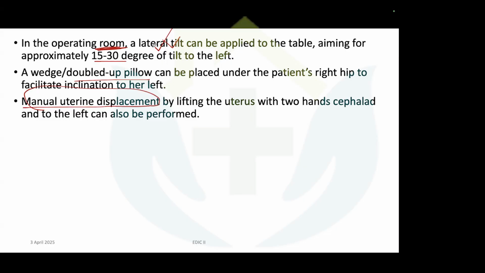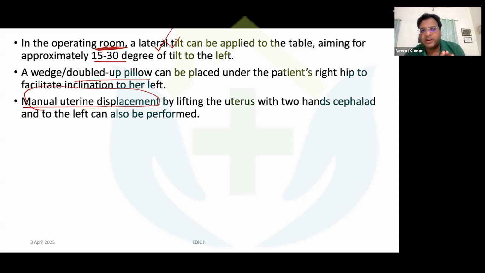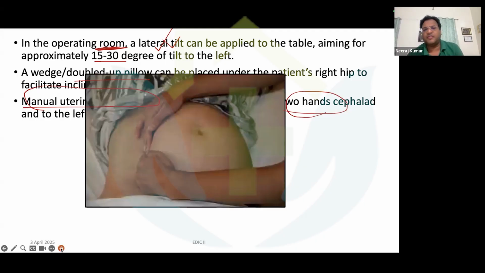So you can have manual uterine displacement as well by lifting the uterus. How do you lift the uterus? By utilizing two hands, displacing the uterus cephalad and to the left. In this diagram you can see how the two hands have been used, and lateral uterine displacement is applied to this patient only for preventing supine hypotension syndrome. So these are the methods that can be utilized, and you may be asked STEM-type questions on them.